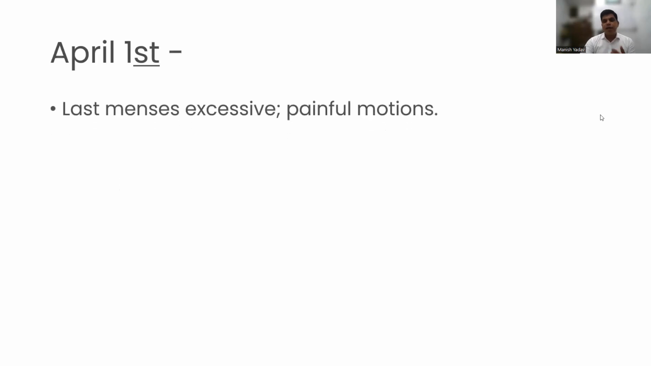Last mentions excessive and painful motions were there. And here he prescribes mercury. Not much indications of mercury is given here. Why did he prescribe? I also have no idea. But as we go ahead, you will get the idea why exactly mercury was given. So psychosis was addressed, sycosis was addressed.